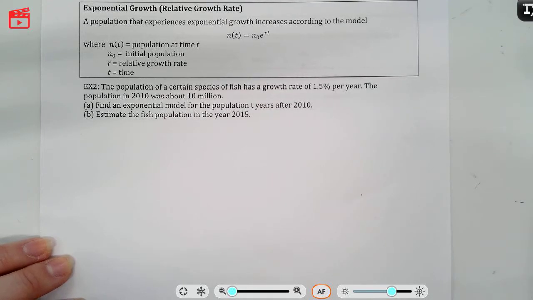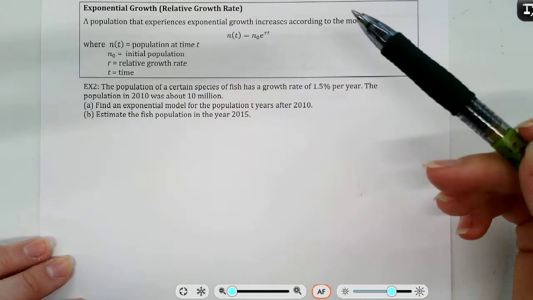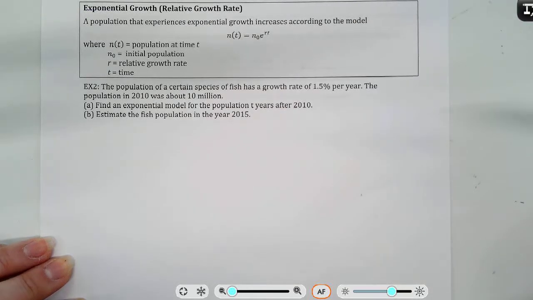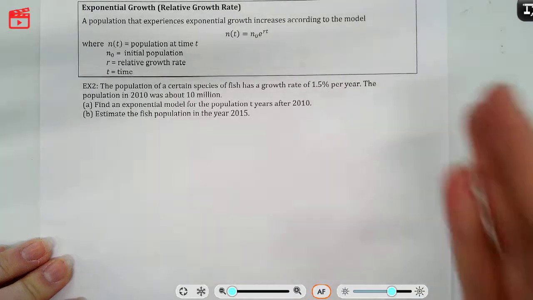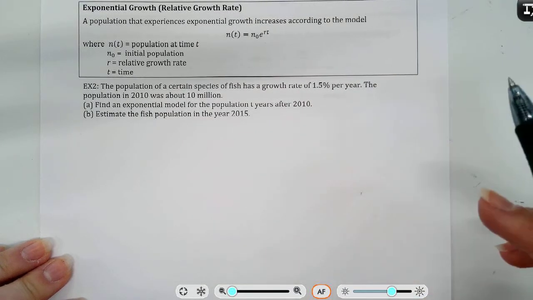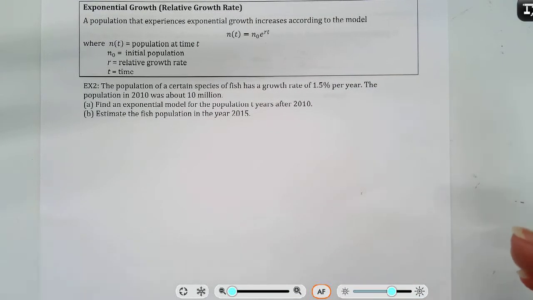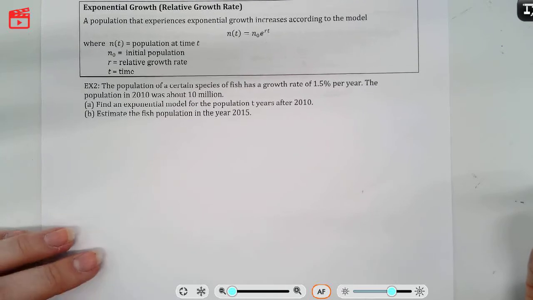So where n of t is the population at the given time of t, n sub 0 is the initial population. So when we start looking at this stuff, n sub 0 is the initial population when we began charting it. R is the relative growth rate, and t is time. All right, so the population of a certain species of fish has a growth rate of 1.5% per year. The population in 2010 was about 10 million. So part A, find an exponential model for the population T years after 2010?